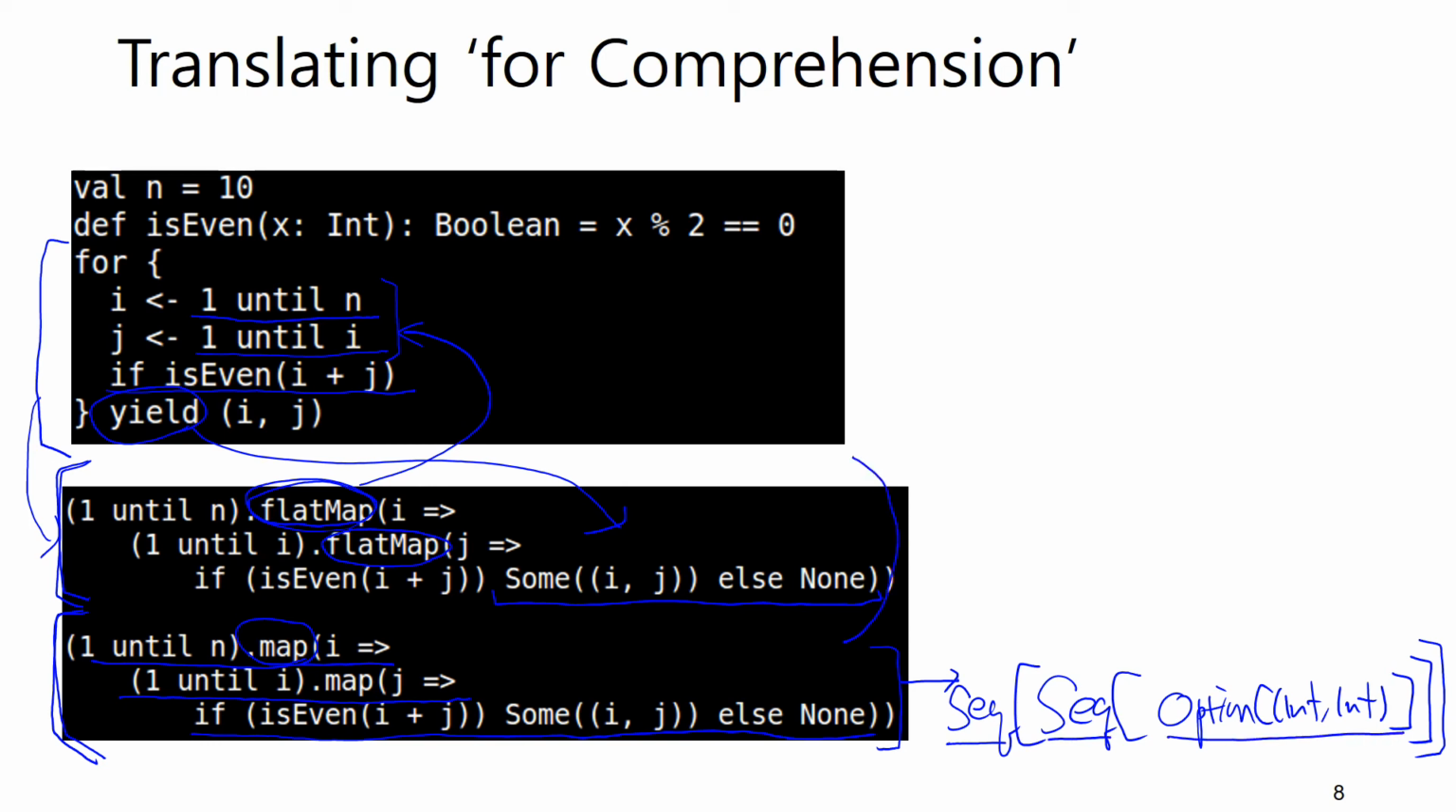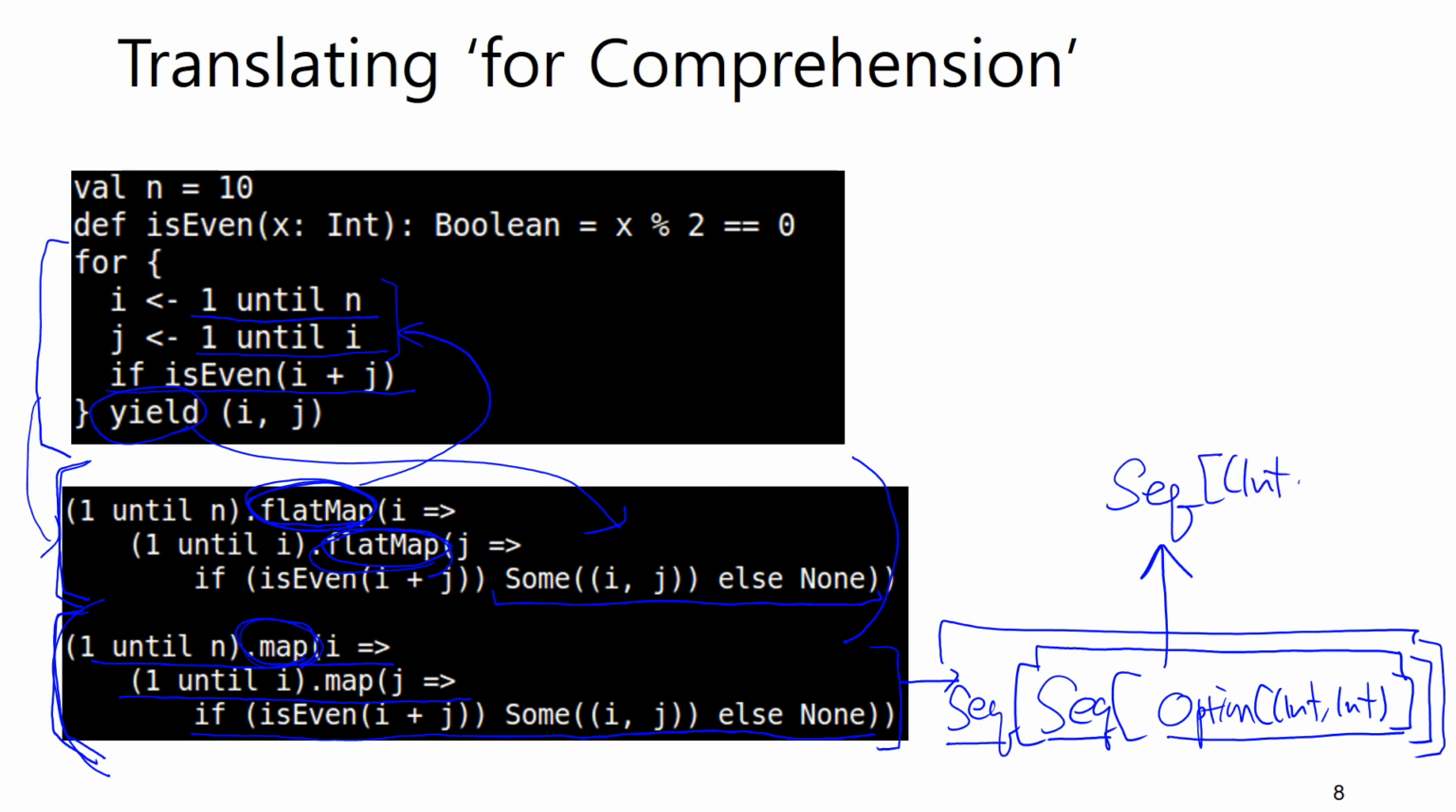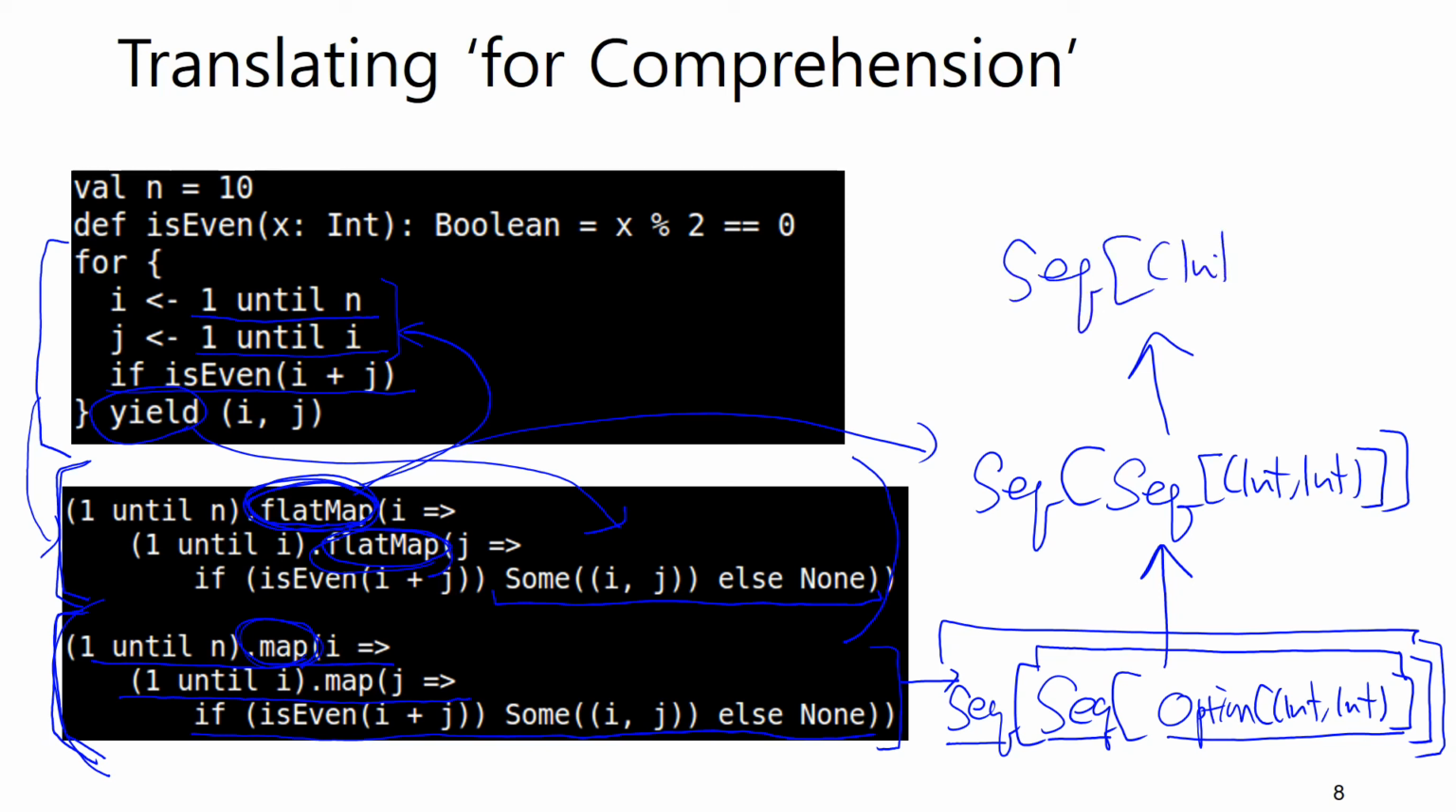This expression works precisely in the same way as this expression, except that it calls flatMap instead of map. So eventually it flattens it. The inner flatMap flattens this part to create a sequence of integer pairs. So now we have a sequence of integer pairs. And the outer flatMap flattens this one again to create a sequence of integer pairs. So in the end, we obtain a sequence of integer pairs.